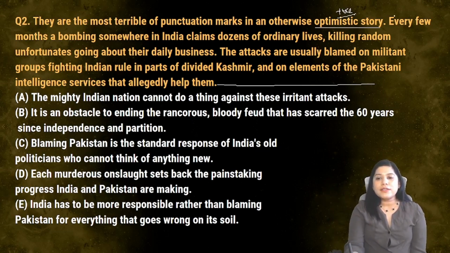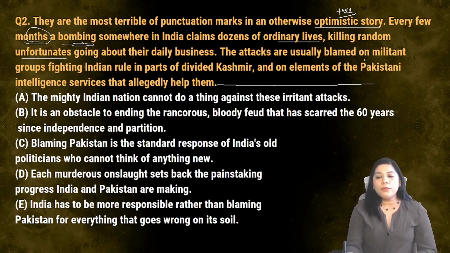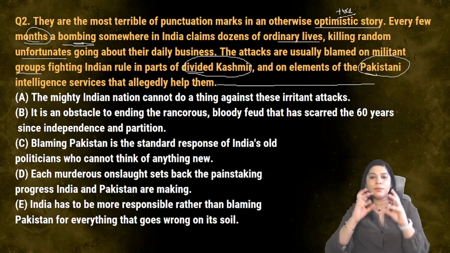Okay, what exactly are we saying? Every few months a bombing somewhere in India claims dozens of ordinary lives, killing random unfortunates going about their daily lives. So every few months some bombing happens because of which some people lose their life. This is okay, one of the facts. Now the attacks are usually blamed on militant groups fighting Indian rule in parts of divided Kashmir and on elements of the Pakistani intelligence service. So generally attacks happen, people lose their life.